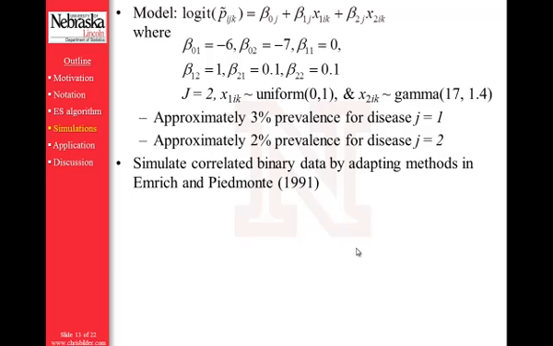We end up using a correlated binary data generation algorithm to simulate our data, and we just adapted it a little bit for the context of group testing. Sensitivity and specificity are 0.95. We'll use B equals 1,000 simulated data sets.